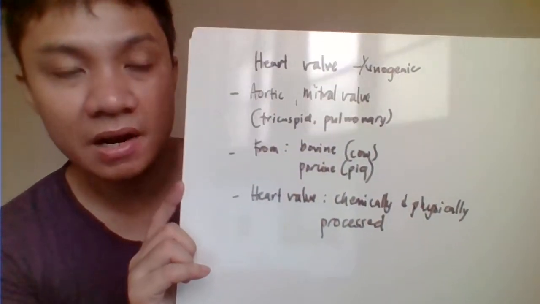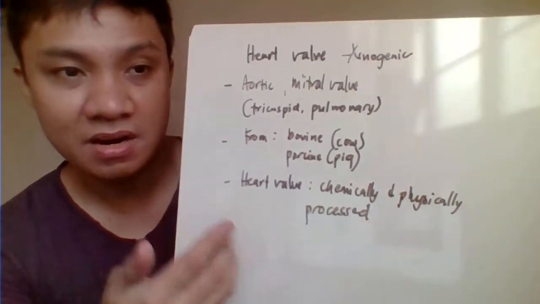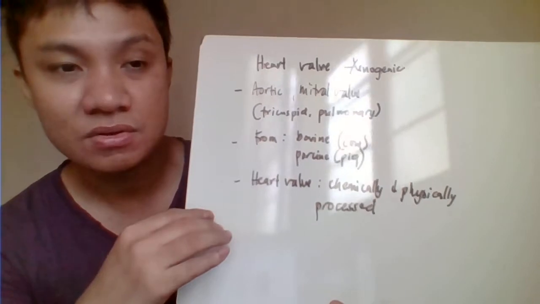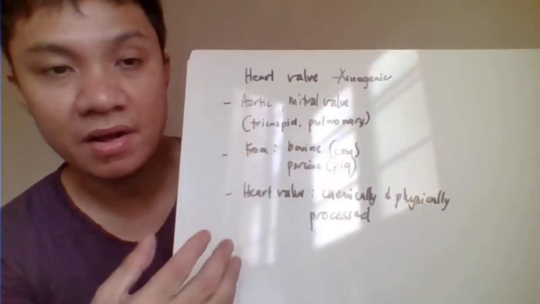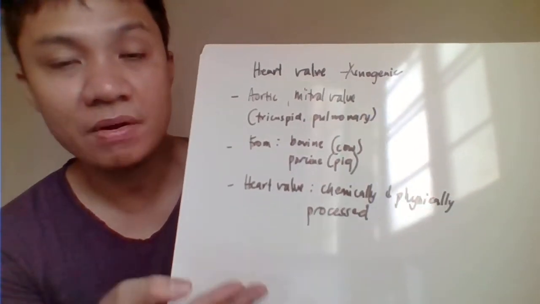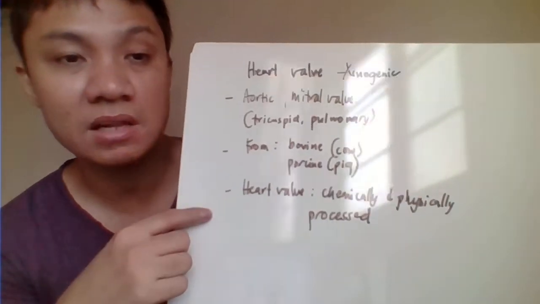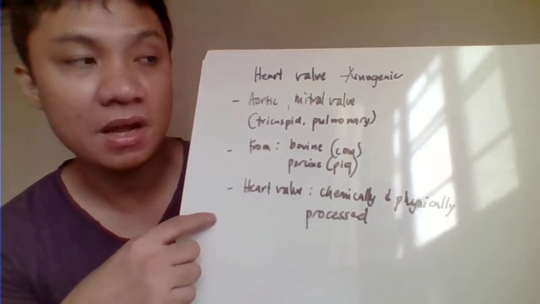Okay, next we have the heart valve transplantation. This is xenogenic, meaning the source or donor of the heart valve could be an animal. Although we have four heart valves, the tricuspid, the pulmonary, the aortic and the mitral, most likely what's being transplanted here would be the mitral valve, and it could also be the aortic valve.